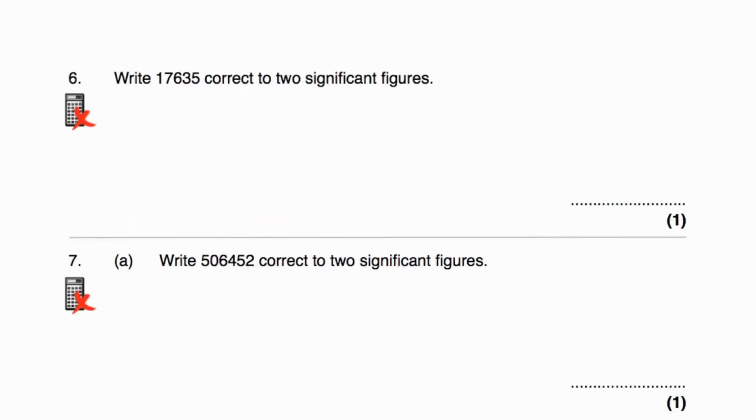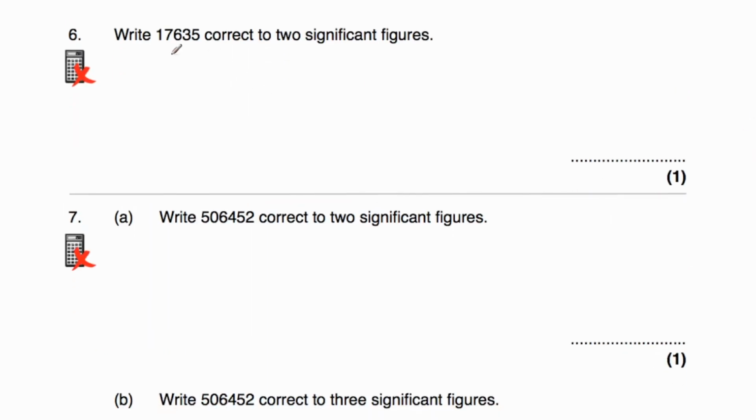Okay, question number 6. Question number 6 says round 17,635 correct to two significant figures. Again, we want two digits followed by zeros. In this case, we either want 17,000 or 18,000. Because it's 17,600 and something, I can see that's closer to 18,000 than it is to 17,000. So I would just write down the answer, 18,000.